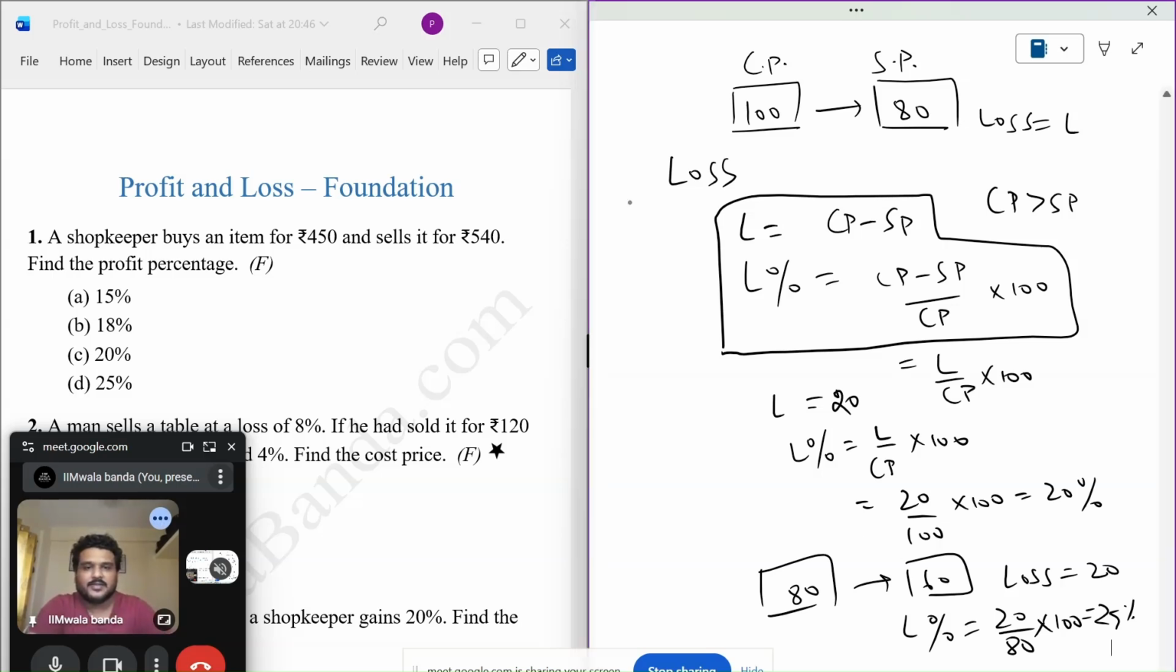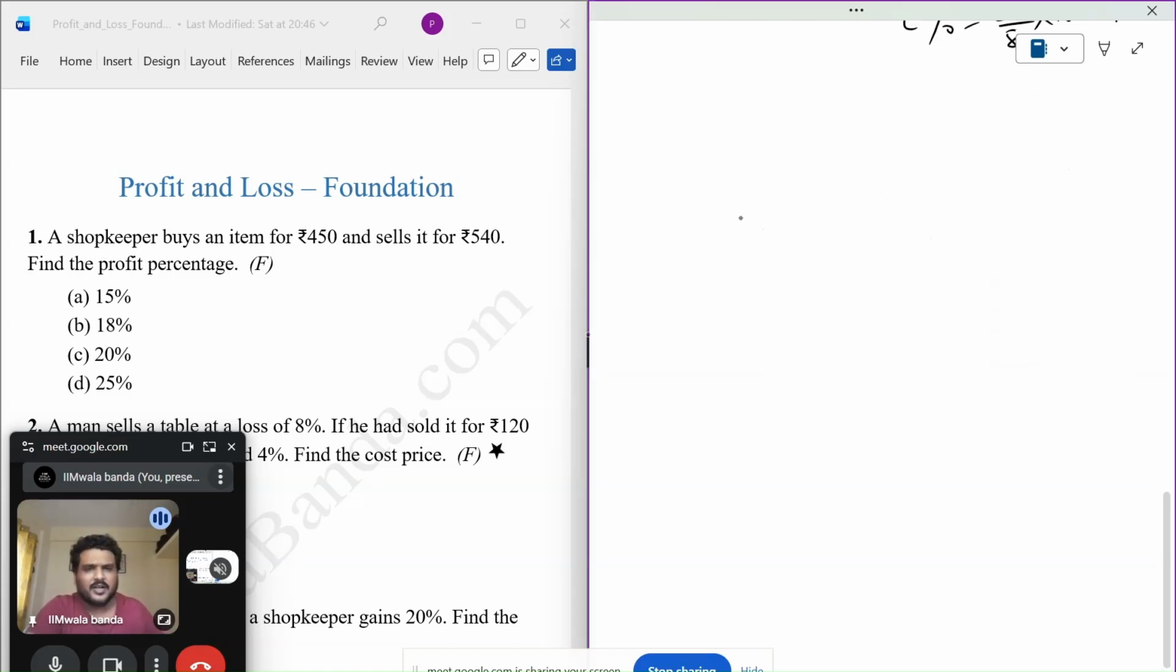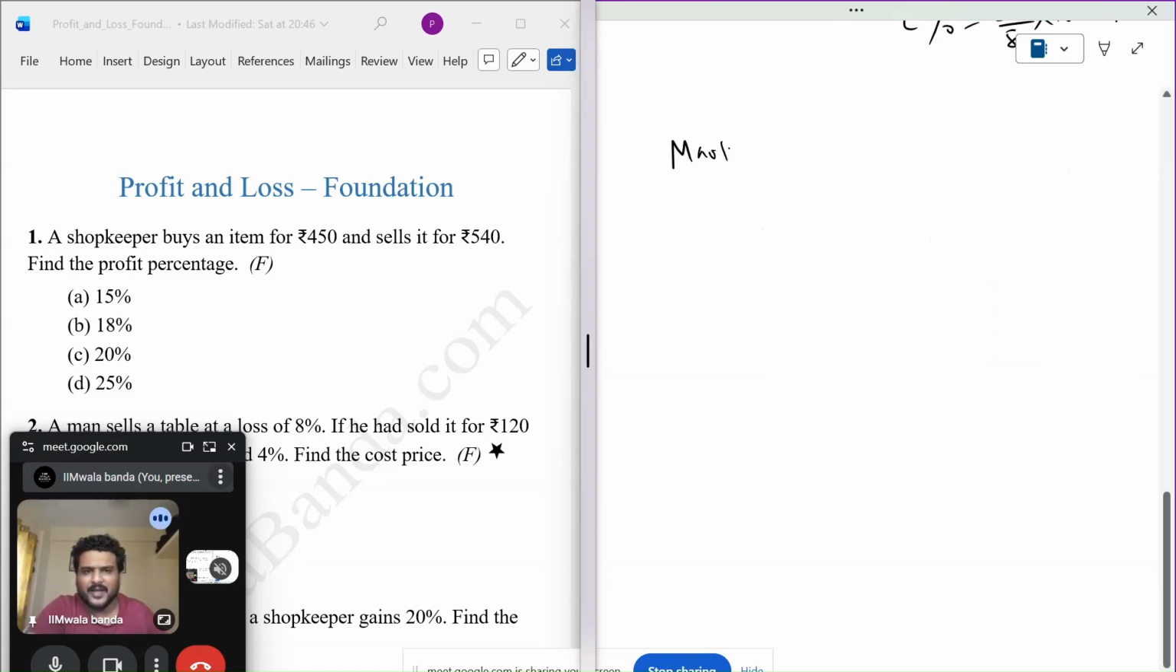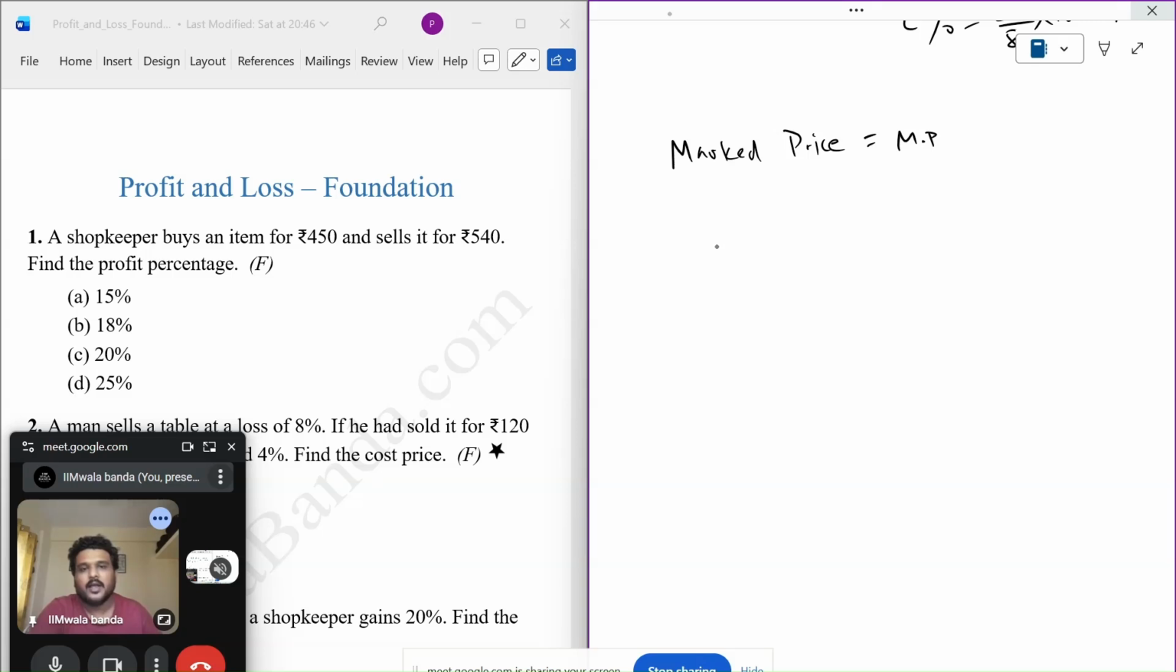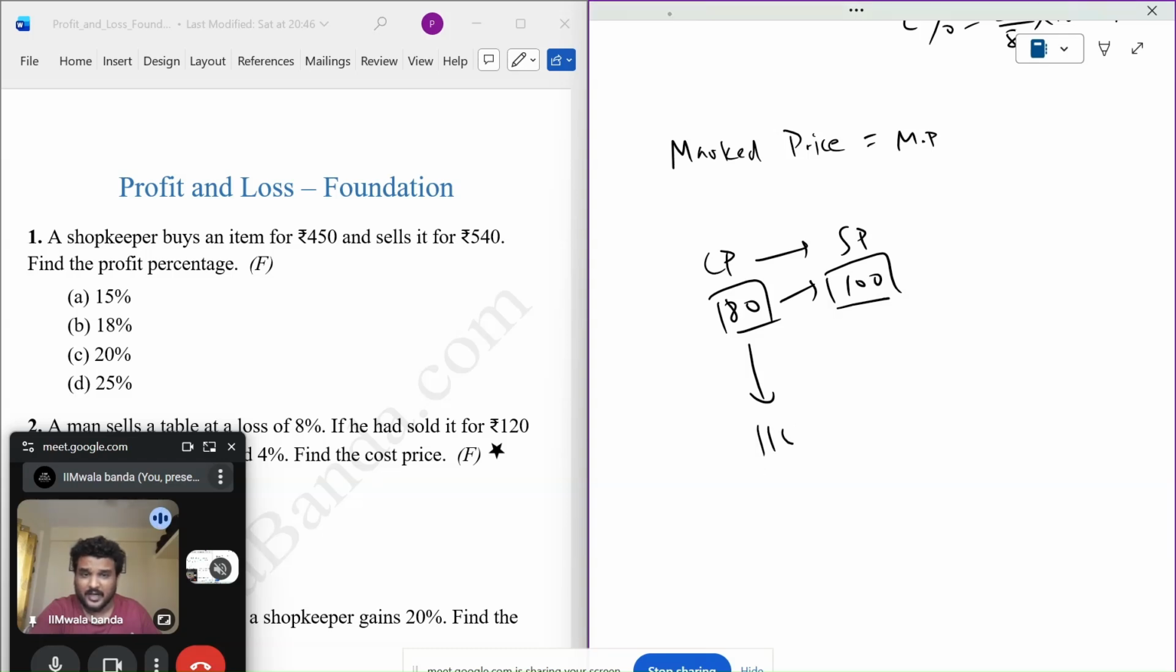Now, there are certain extra terms that we need to know, which is called marked price. Marked price is nothing but the price tag that is put on a certain item. Basically, a price that you have marked the cost price up to. For example, in the previous case, when I was buying something for 80 rupees and I was selling it for 100 rupees, I can mark up the price, right? I can show that, you know what, I'm selling it at 100 and I've marked it up at 110 so that the customer perceives the value of the product as 110.